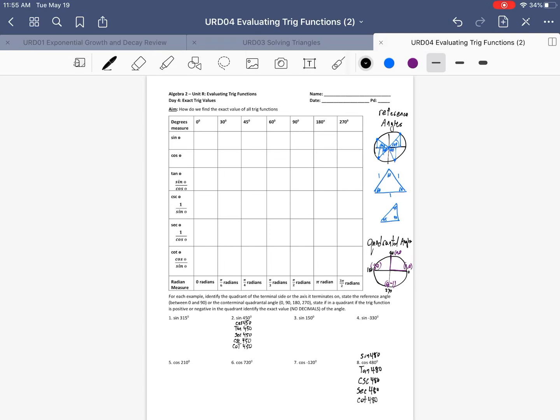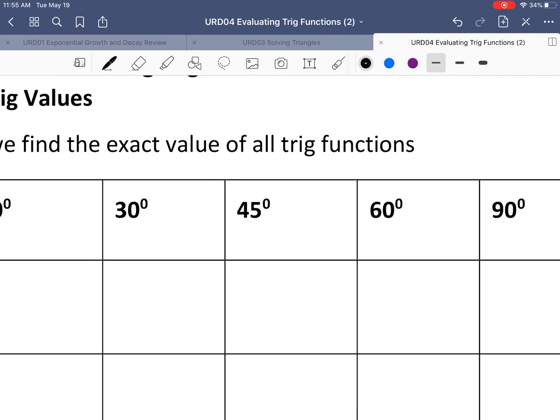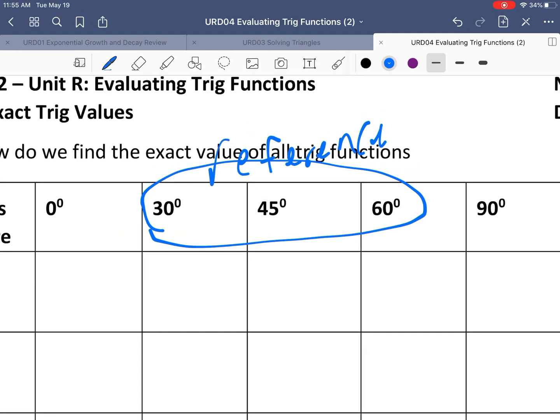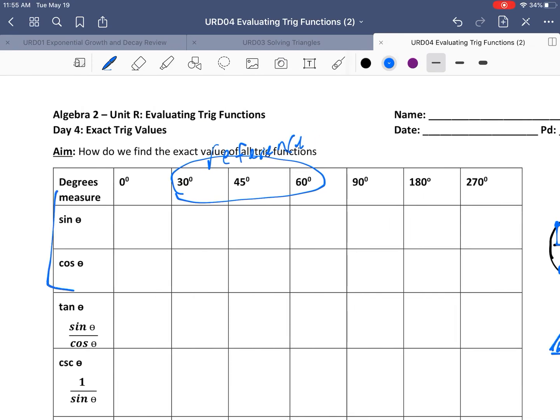All right, so I'm going to refresh on how to find the exact value of any trig function whose angle is either coterminal to 0, 30, 45, 60, 90, 180, or 270 degrees, or at the very least has a reference angle of 30, 45, or 60. So these are their own category of angles. We're going to call these the reference angles. So we're going to go over these first.